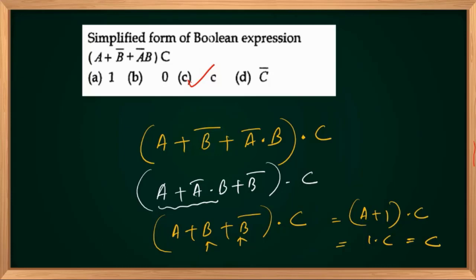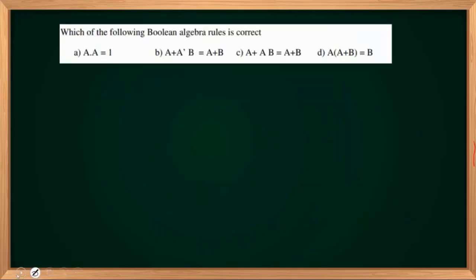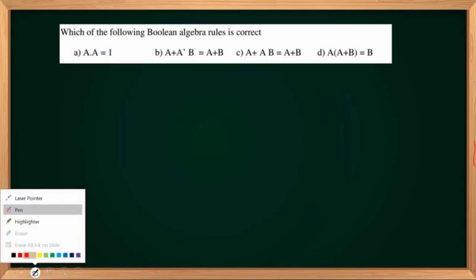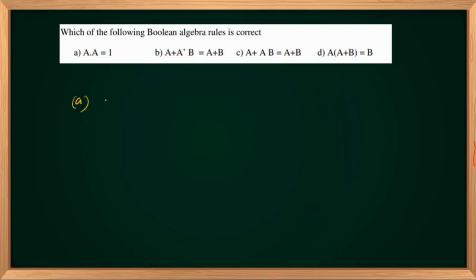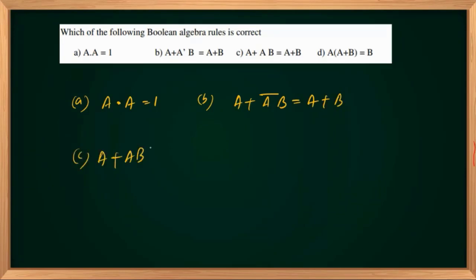Okay, I'm moving to the next question. Which of the following Boolean algebra rules is correct? Let me rewrite the options. First, A dot A equal to 1. Second option, A plus A complement B equal to A or B. Third option, A plus AB equal to A plus B. Last option, A or A dot with A or B equal to B.